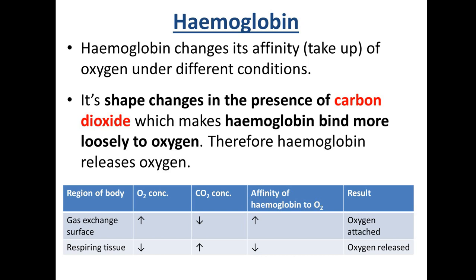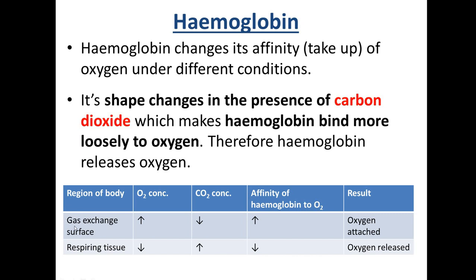It's actually carbon dioxide which can change the shape of the haemoglobin. And if there's more carbon dioxide present, the haemoglobin binds more loosely to oxygen. So if it binds more loosely, it actually gives it off, really. So the haemoglobin releases oxygen where the concentration of carbon dioxide is higher. And obviously in respiring tissues, that is where the carbon dioxide concentration is highest. So that is where the oxyhemoglobin dissociates to form oxygen and haemoglobin. The oxygen is given to the tissues, and the haemoglobin will return back to the lungs.